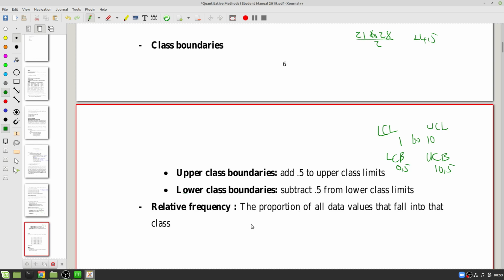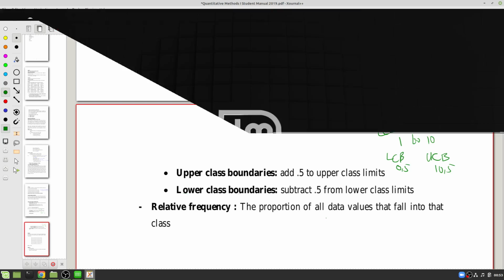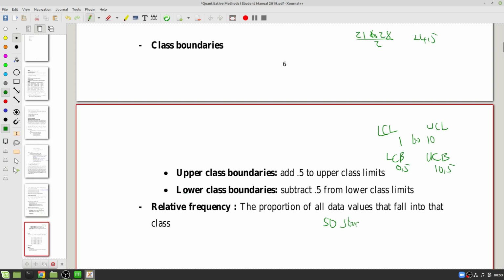Relative frequency, we already saw relative frequency in lesson 1. We had a total of 50 students taking part in the survey, and each of them was asked what their favorite subject is, and 9 of them said mathematics. So our frequency table would have mathematics, economics, accounting, etc. This is our class or category, this is our frequency, and our frequency for math was 9 out of the 50.